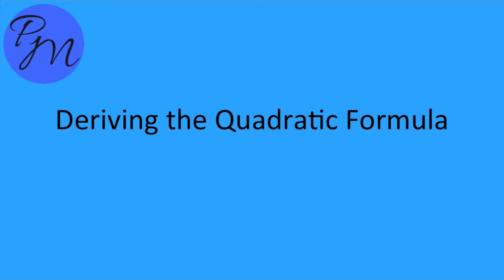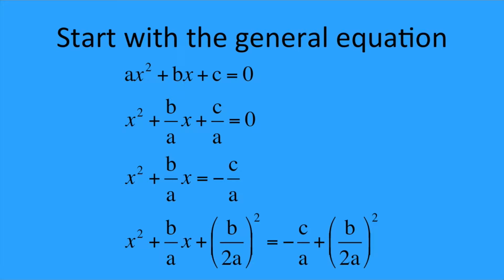So this is a video on how to derive the quadratic formula. The derivation starts out with the condition for the quadratic formula, ax squared plus bx plus c equals 0. The way this is solved is actually by going about completing the square.